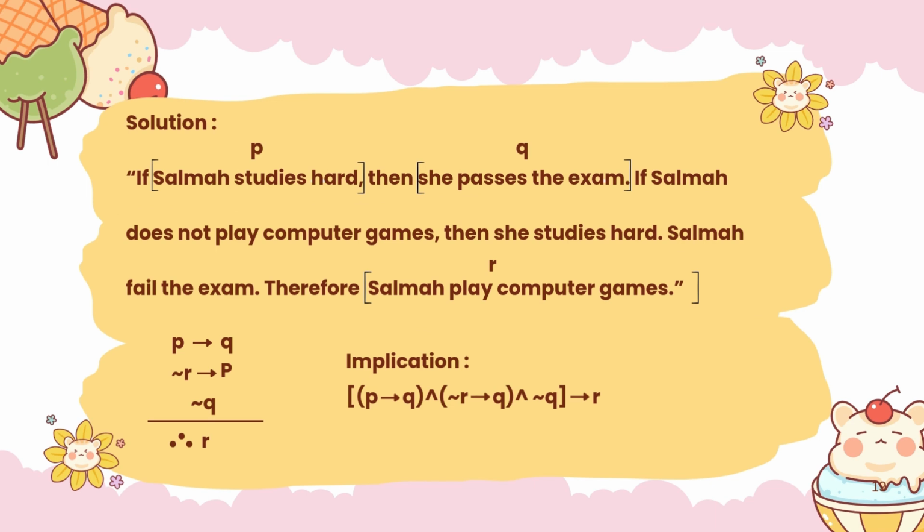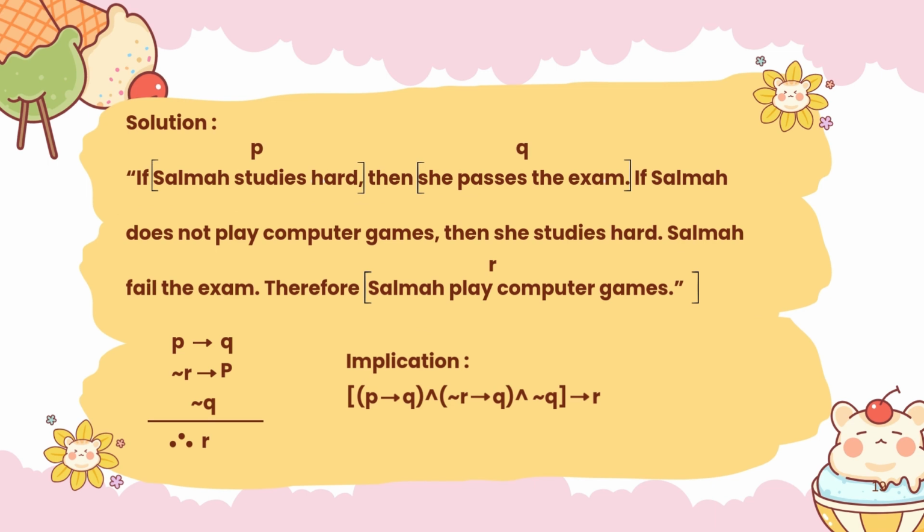For the first sentence, if Salma studies hard, then she passes the exam, which can be concluded as if P, then Q, which means P implies Q. For the second sentence, if Salma does not play computer games, then she studies hard, which can be concluded as if negation R, then P, which means negation R implies P. And for the third sentence, we have Salma failed the exam, which can be concluded as negation Q. And for the fourth sentence, which is the conclusion, therefore, Salma plays computer games.